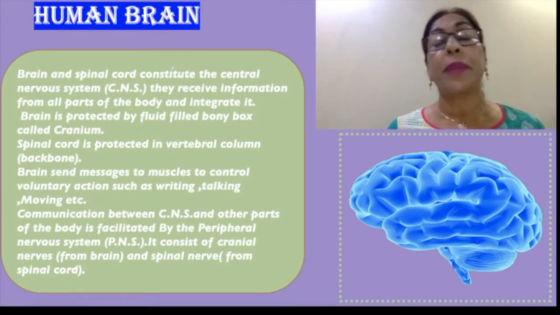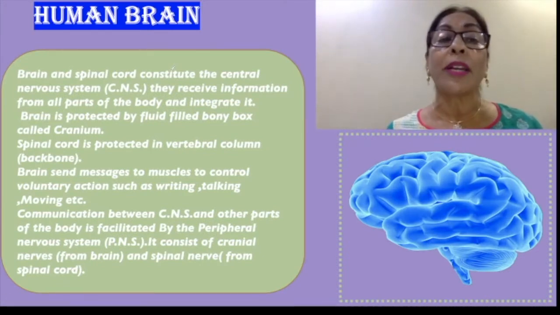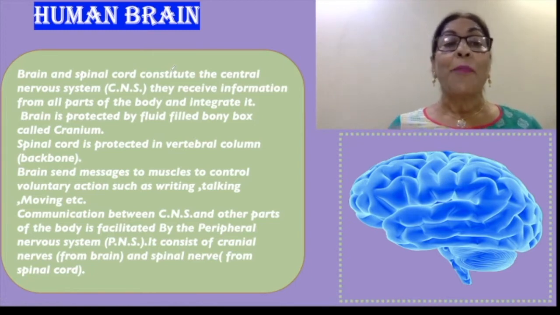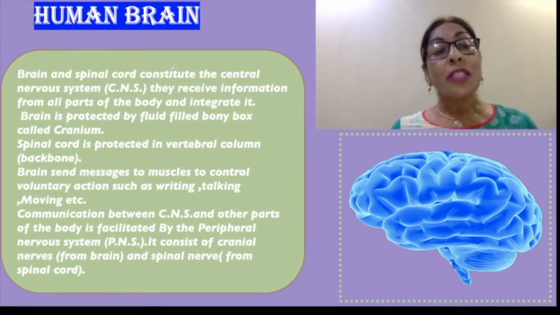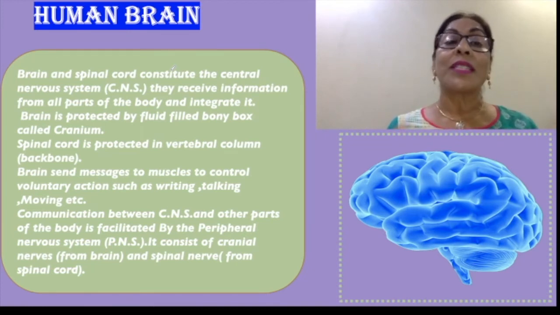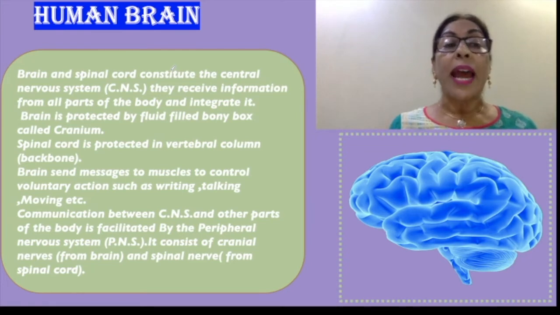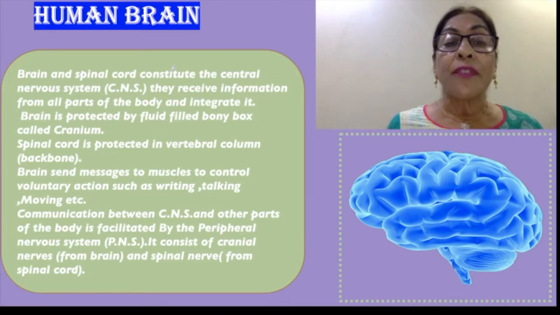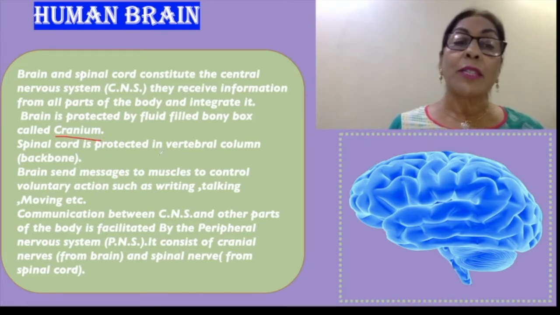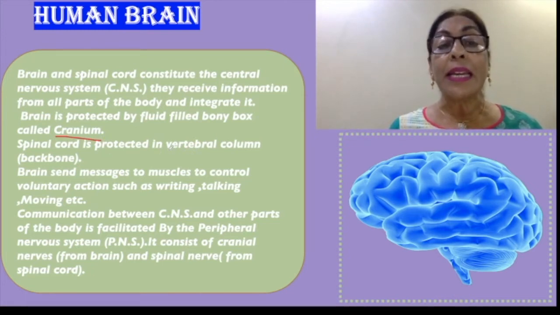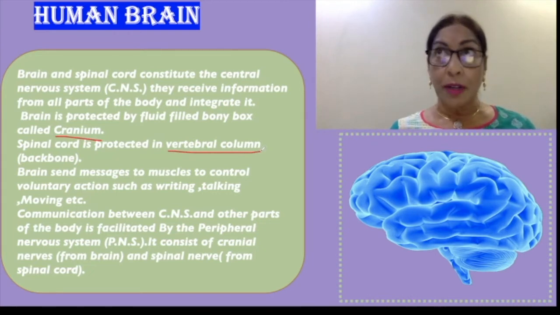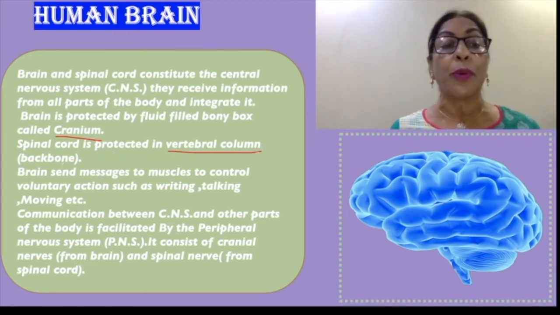Now here, the human brain. The human brain is a very important part of our body. Brain and spinal cord constitute the central nervous system. They receive information from all the body and integrate it. The brain is protected by a fluid-filled bony box, and that bony box is called the cranium. The spinal cord is protected in the vertebral column. The vertebral column is also called the backbone.